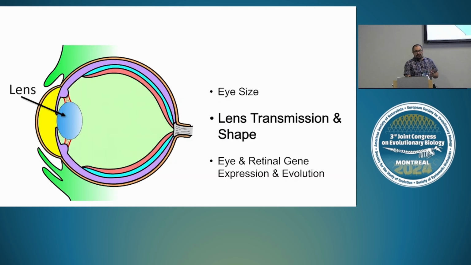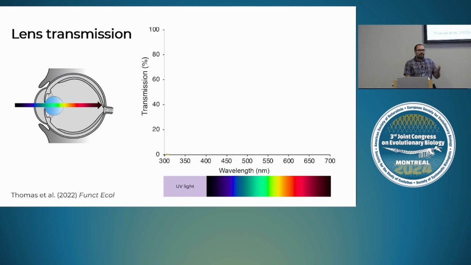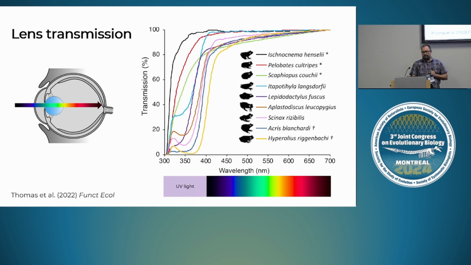All right, so switching to looking at the lens, starting with lens transmission. Why is this important? In order for light to be detected, it has to first pass through the lens to reach the retina. And the lens is not necessarily transparent equally to all different wavelengths of light. So on this graph, you're going to see on the y-axis the level of transmission of light at different wavelengths, going from UV to the near infrared. And so we did this for a number of different species of frogs, a subset of which is shown here.